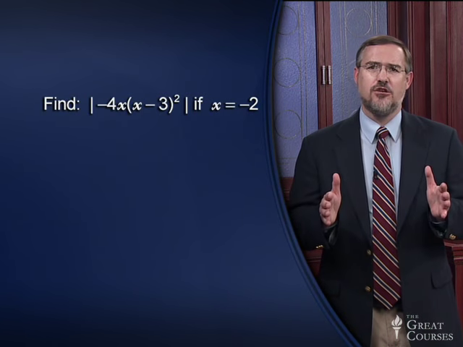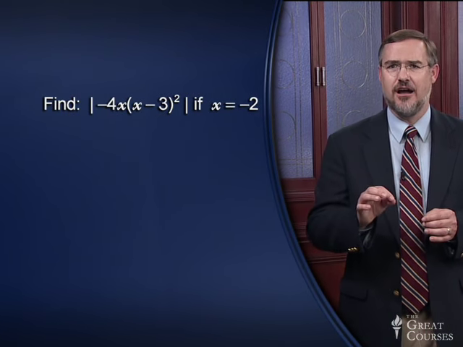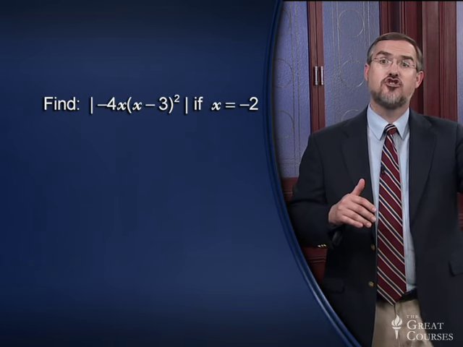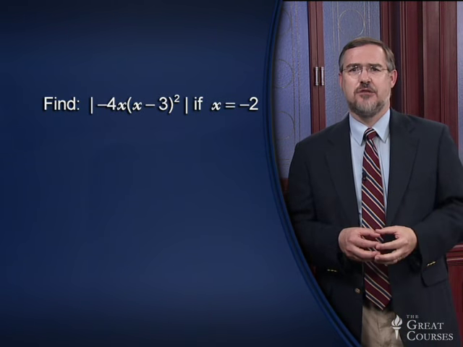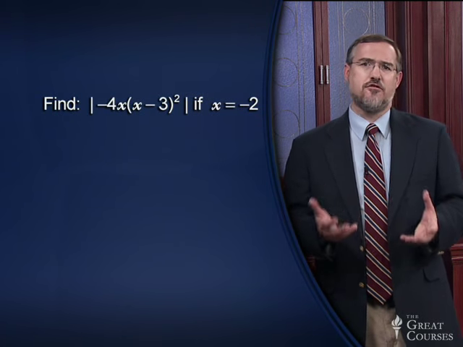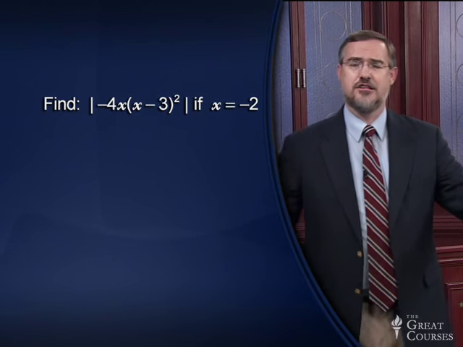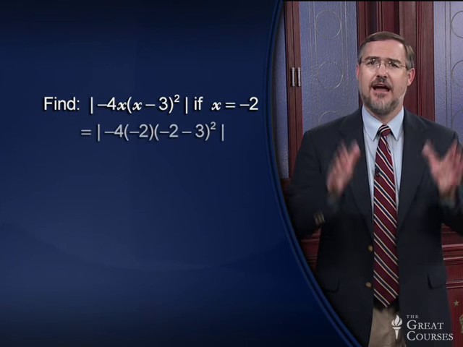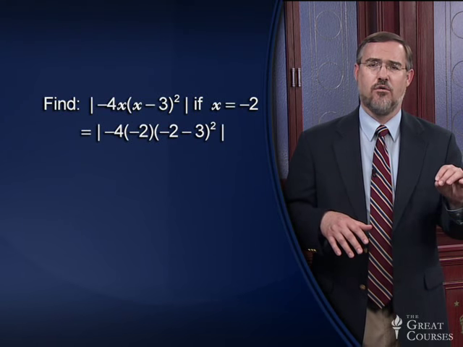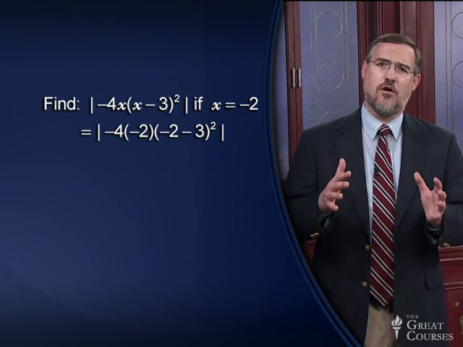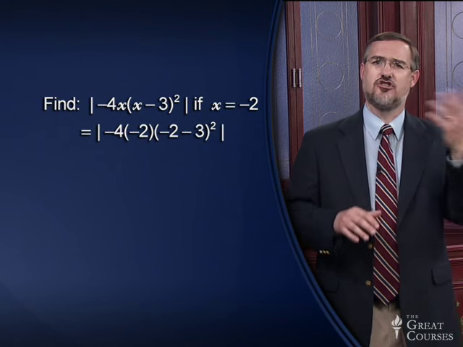Here now I want to start with an absolute value which has some variables in it, but I want to plug in a particular number for the variable and see what I get. Let's find the absolute value of negative 4x times x minus 3 squared when x is equal to negative 2. So the first thing I'm going to do is substitute the value negative 2 in for x throughout the expression. And when I do that, I'm going to have absolute value of negative 4 times negative 2 times the quantity negative 2 minus 3 squared.